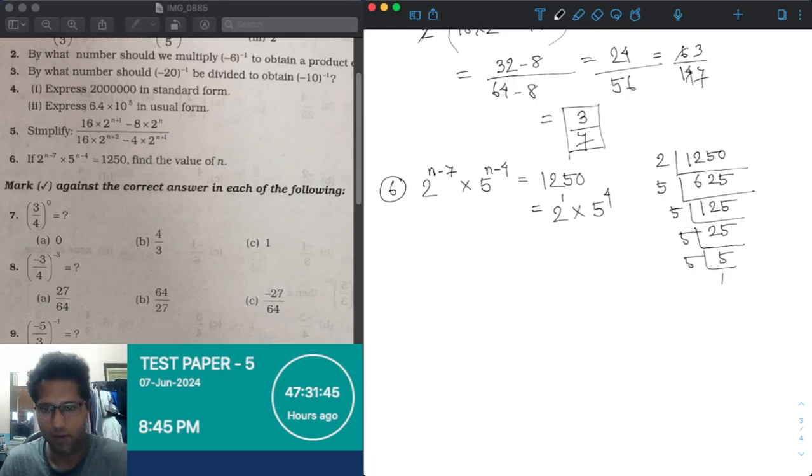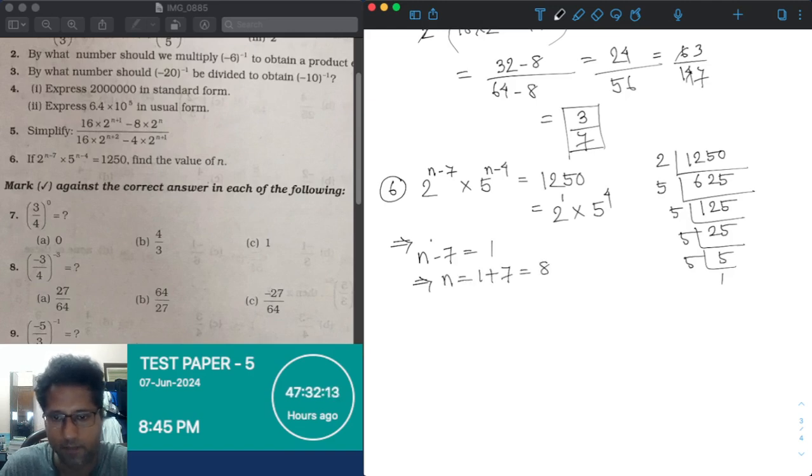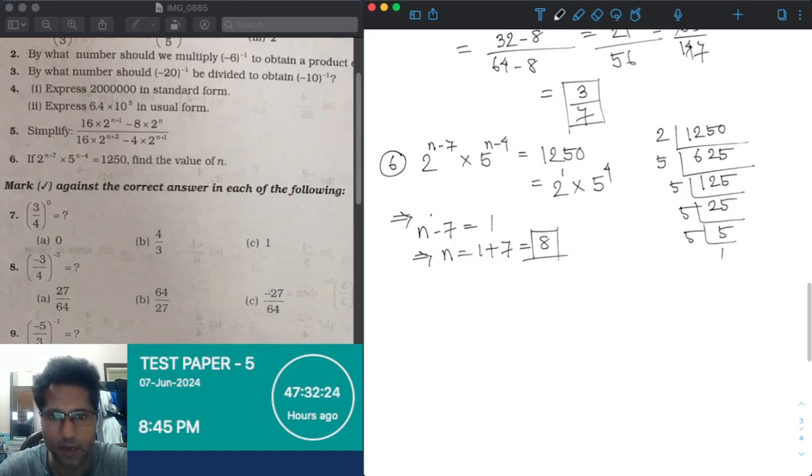So now from here we can clearly equate the powers of 2 from both sides, or the powers of 5. Let's say we are equating the powers of 2 on both sides. This will imply n minus 7 equals 1. This implies n equals 1 plus 7 equals 8. And if you equate the powers of 5, that also will lead to the solution n equals 8. So n equals 8 is the solution. Okay.